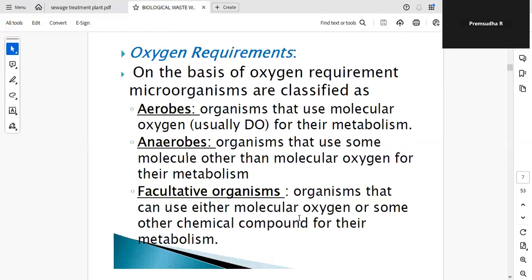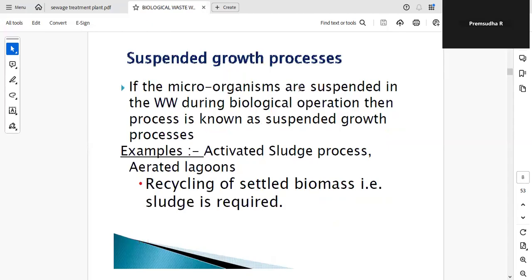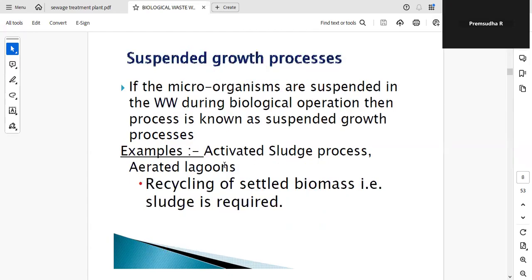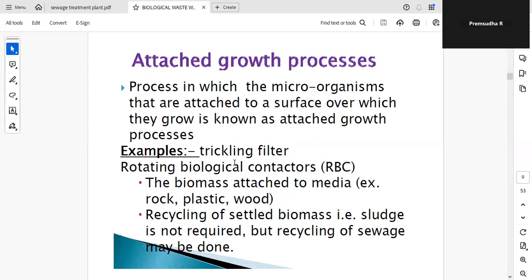In the suspended growth process, the microorganisms are suspended in wastewater during biological operation. That is the activated sludge process and aerated lagoons. Recycling of settled biomass, that is sludge, is required. Then the attached growth process is the process in which the microorganisms are attached to the surface over which they grow. That is the trickling filter. In the activated sludge process it is in suspended form, and here it is attached growth.